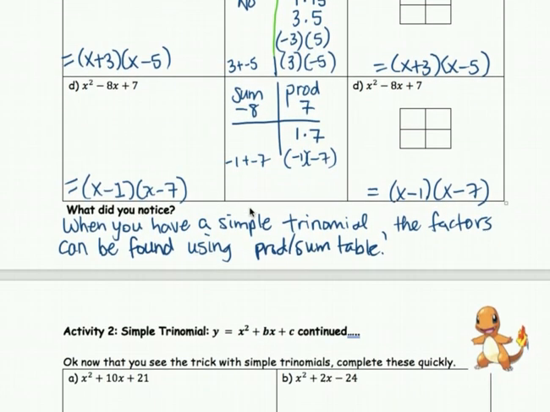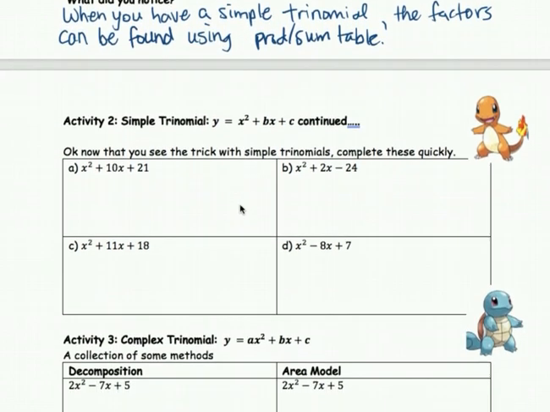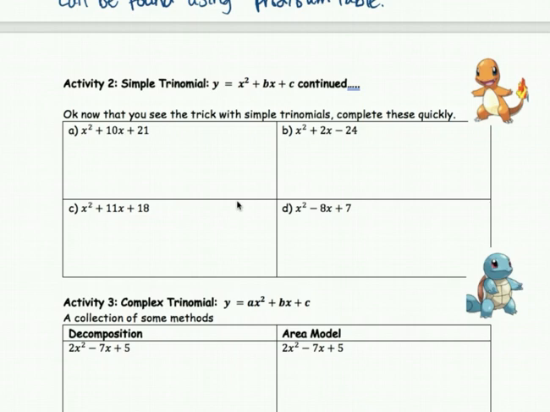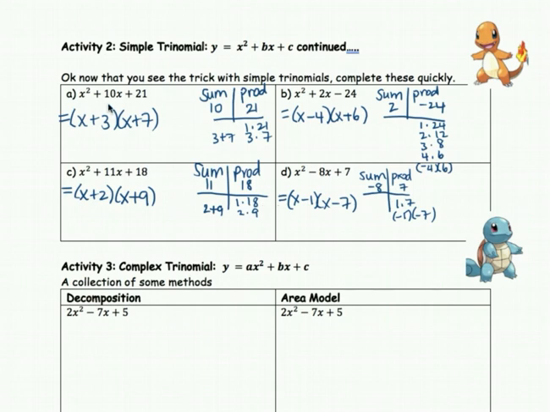Okay, so now that you've seen the trick method, I want you to go and try these ones here really quick, and then check your answers, and then we'll move on to activity 3. Okay, so here are the answers. It doesn't matter. In the end, if you don't want to use the trick method because you just want to know one method, like if you want to just use decomposition or area model on everything, then those work fine.